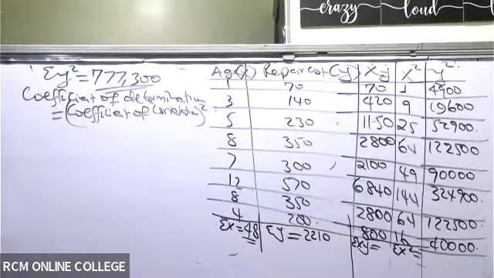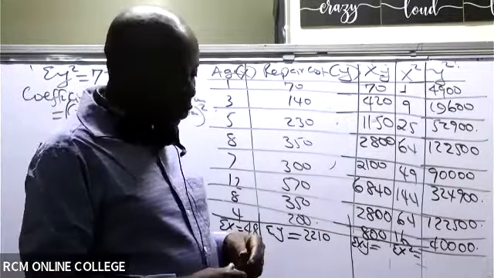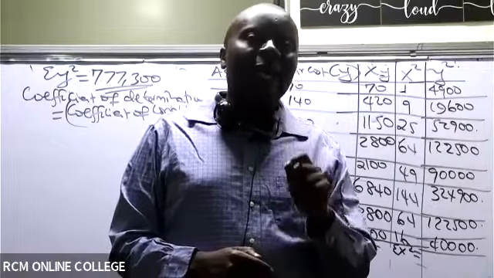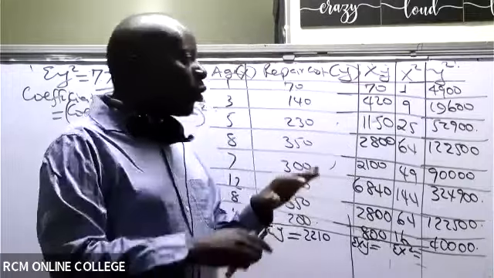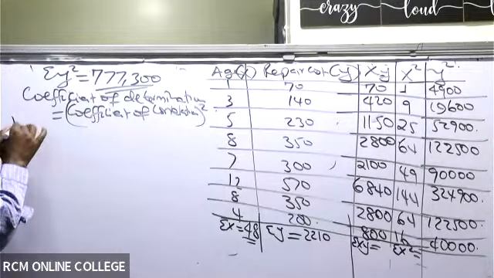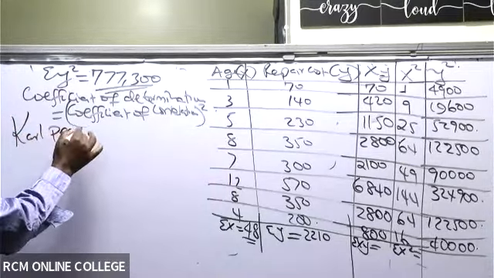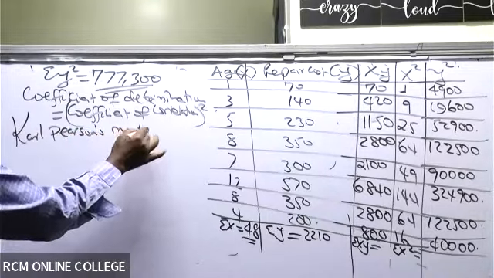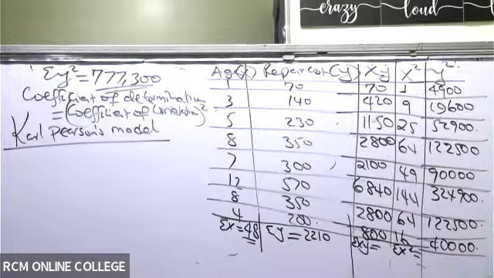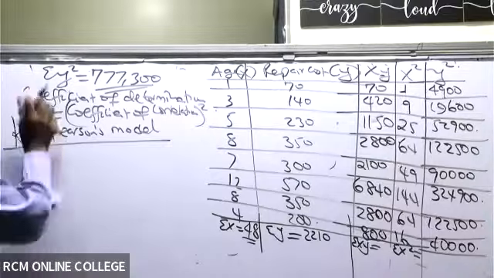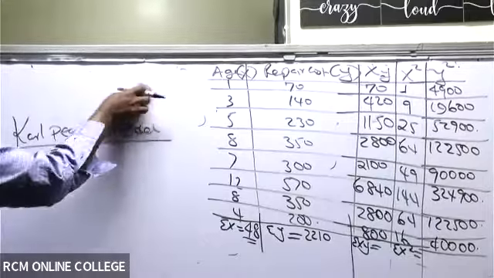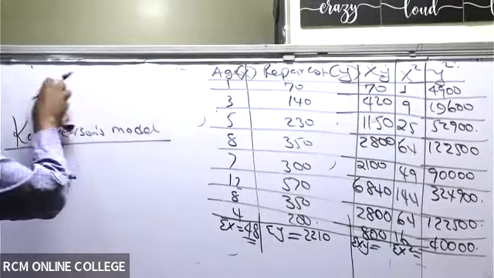Then remember, yesterday I told you that we have got two models of getting the coefficient of correlation. We have the ranks model, and then we have the Karl Pearson's model. For quantitative variables, like now these are quantitative variables, we shall use the Karl Pearson's model. So how do I get the Karl Pearson's model? The person who taught me this over 25 years ago, of course, means that I can't be a generation Z.